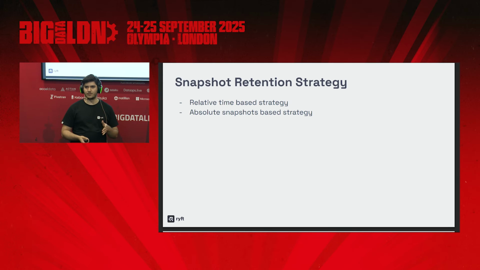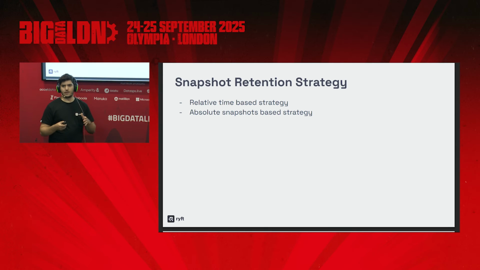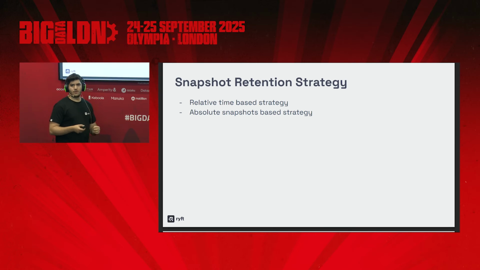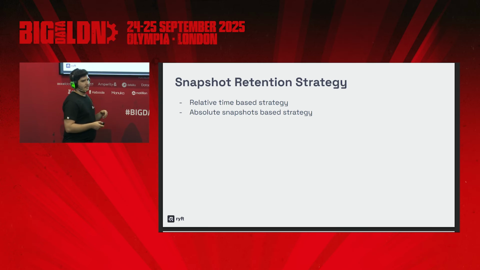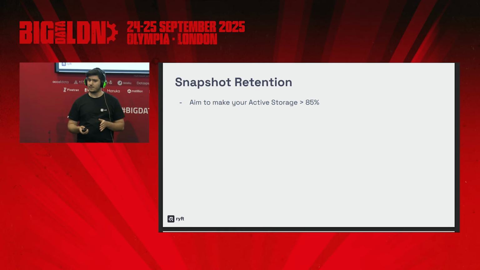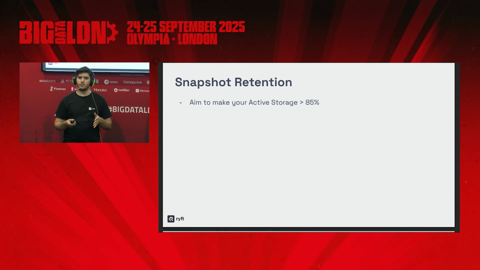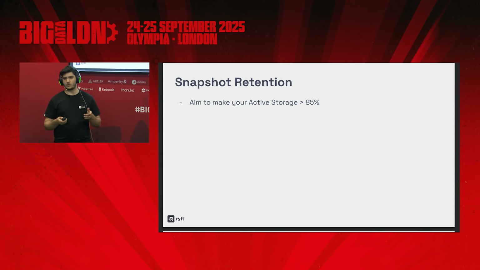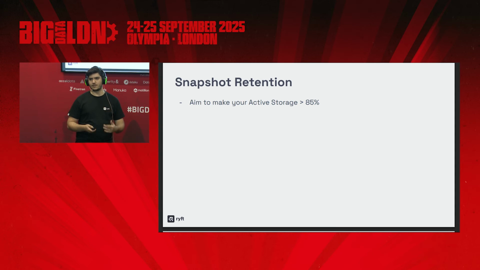If you're streaming very often and you want to retain only the last week or so of snapshots, then you might consider defining a strategy that is about a week or so worth of snapshots. But if you're interested in just keeping an absolute number of snapshots, that's also possible. That depends on your use case. But a good rule of thumb for active storage is to keep it above 85%. Make sure that you're not paying too much for unused storage, and also that you're using the right snapshot retention strategy depending on your use case and your read use cases.